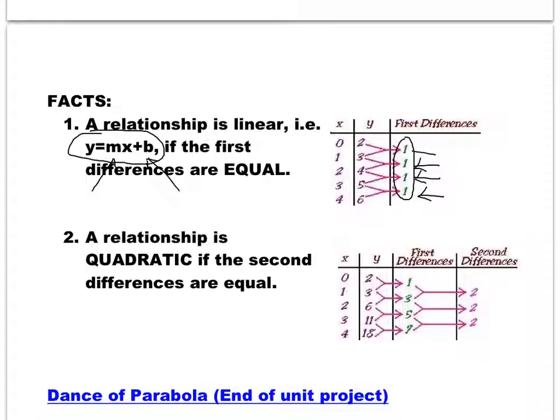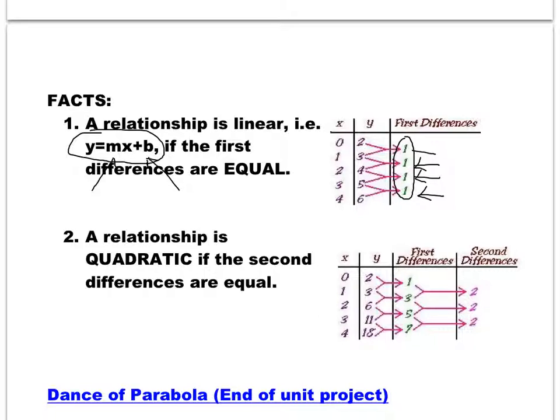Now, in a nonlinear relationship, the first kind we call a quadratic relationship, which is when the second differences are equal. Remember, when the first differences are equal, it's linear. If they are not equal, it is nonlinear. Now, we are defining a new term for when the second differences are equal. If you look at this example, 3 minus 2 is 1, 6 minus 3 is 3, 11 minus 6 is 5, and 18 minus 11 is 7.